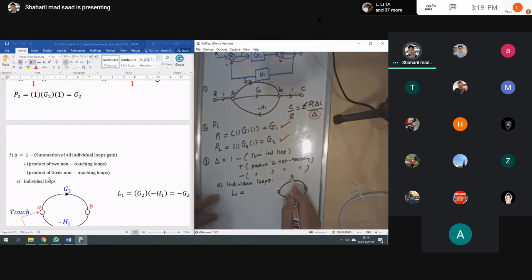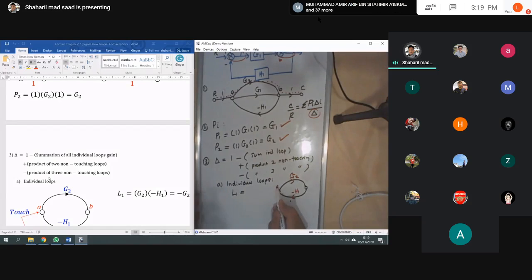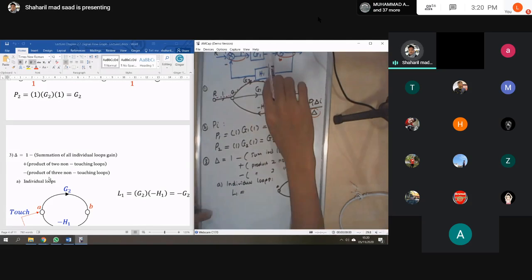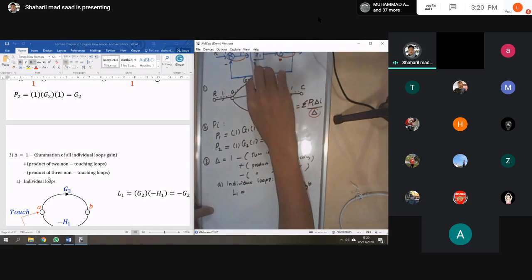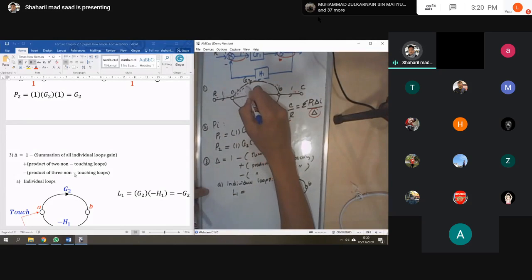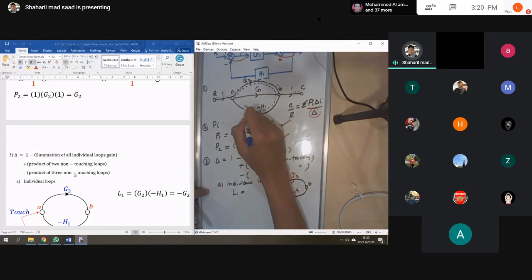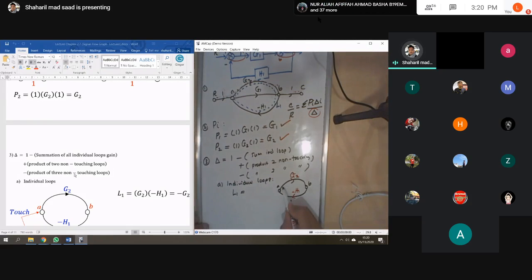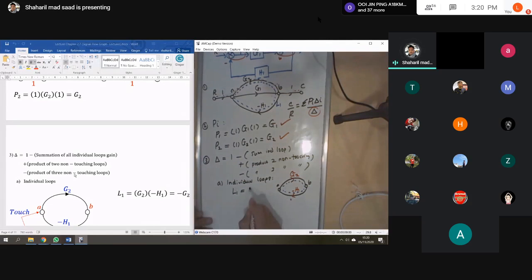Now this one is G2, and then you got it minus H1. This is A and B. This one is one loop, right? In this case, need to draw here. So G1, G2, and going to this guy. So this one is loop L1. That means these two and H1, right? So one loop. So you got it is G2 minus G2 H1.